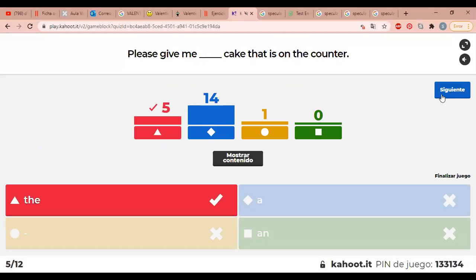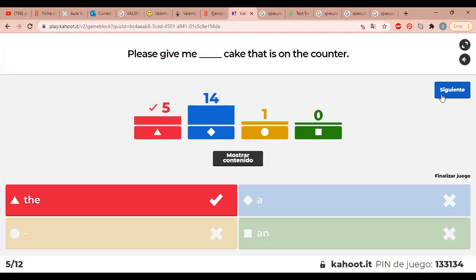What happened here? La mayoría nos fuimos por A. Por favor, dame un pastel que está en el mostrador. In this sentence, the right answer is "the", because it seems that both the speaker and the listener know what cake they are talking about.